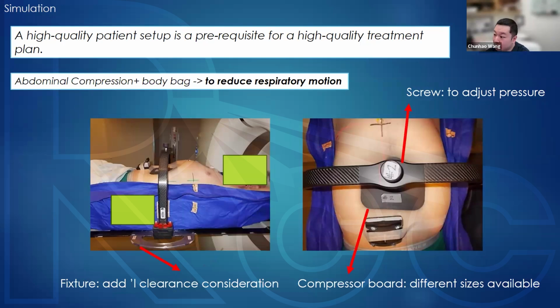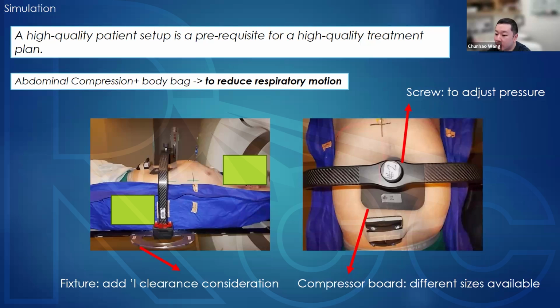So in these two pictures, you can see how it works. Abdominal compression has a fixture attached to the couch, and its position will be reproduced on a daily basis. So there will be a compressor board on the patient's belly. It could have different sizes based on the patient's body size.